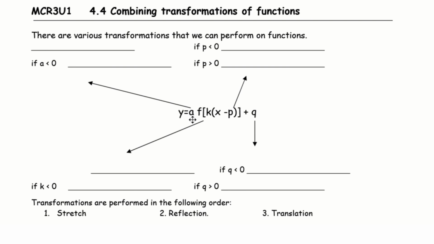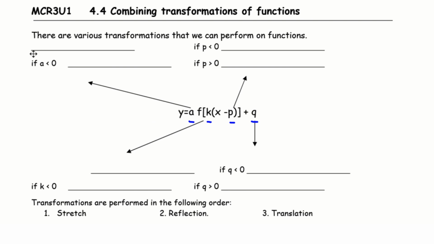If we write it in general function notation, you have a function f, this is the function's name, then a f(k(x minus p)) plus q. So a, k, p, q will control how the graph will change and how the position of the graph will move.